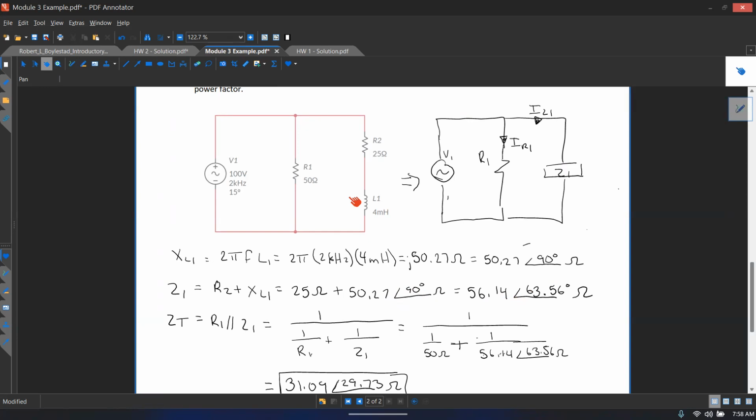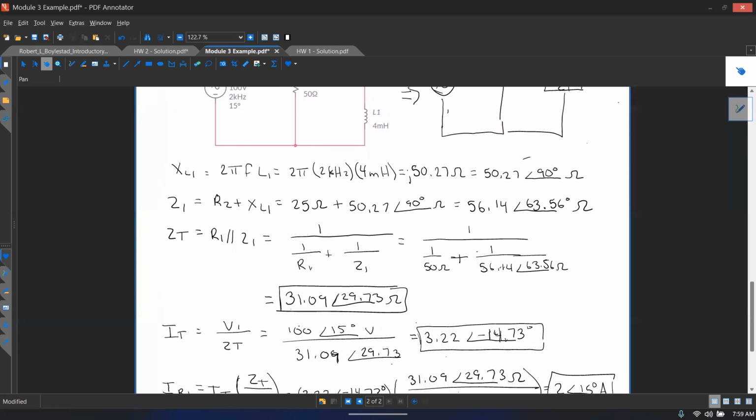And so now we're at a point where we can add these two impedances in parallel. So pretty much the equivalent circuit that we're working with looks something like this over here. So you have your R1 that's in parallel with Z1. We just added these two together, combined is equal to your Z1, which is that 56.14 at a phase angle of 63.56.